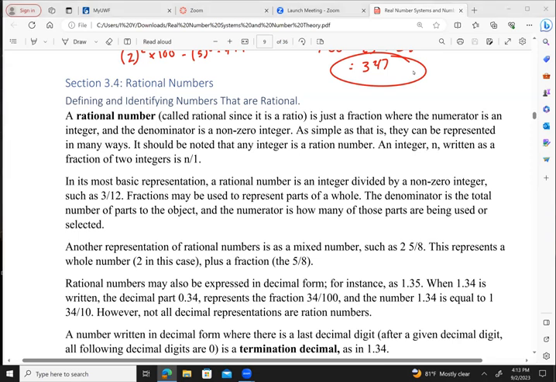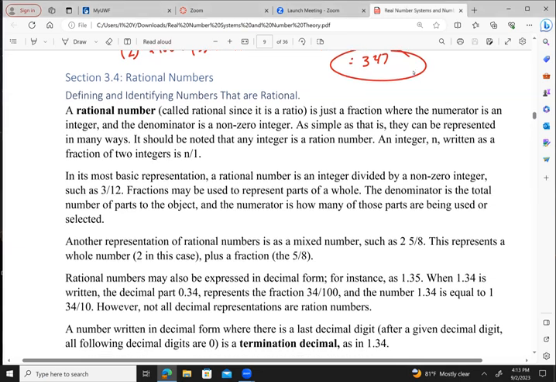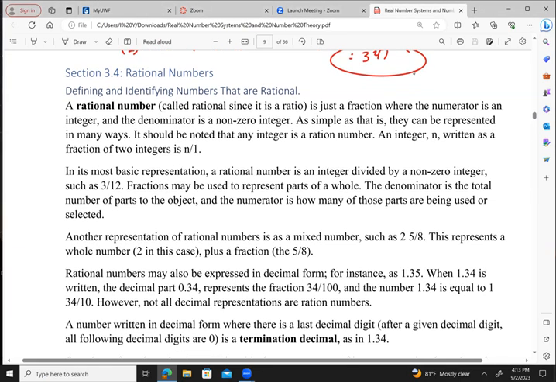Its most basic representation: a rational number is an integer divided by a non-zero integer, such as 3 divided by 12. Fractions may be used to represent parts of a whole. The denominator is the total number of parts of the object. The numerator is how many of those parts are being used or selected.